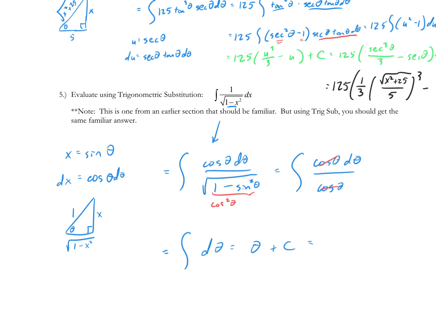And for this one, it wasn't really necessary to draw the right triangle, but I'd say do it every time. For our back substitution in terms of x's, we'll look here. If x is the sine of theta, then theta would be the inverse sine of x plus your constant. Okay, solving that x equals sine theta equation for theta, theta is the inverse sine of x.